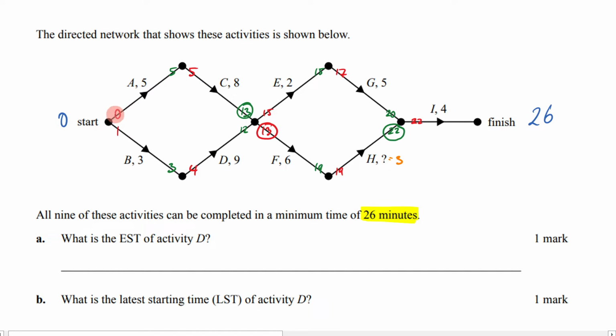5 minus 5 is going to be 0. Having now done that, I can now identify my critical path. So remember, it's when you have the same numbers coming in and out. So 0, 0, 5, 5, 13, 13, 19, 19, 22, 22, all the way to the end. So that is my critical path there.